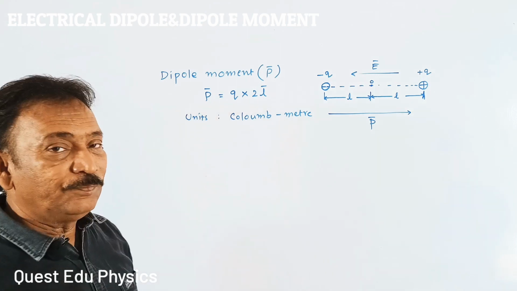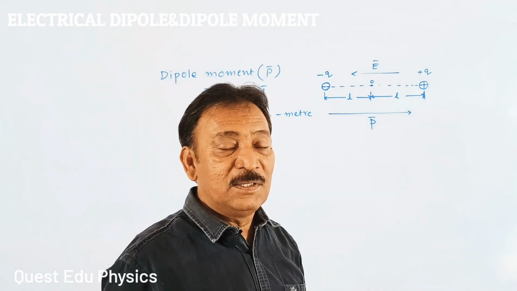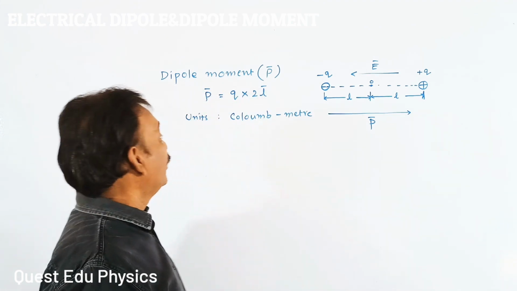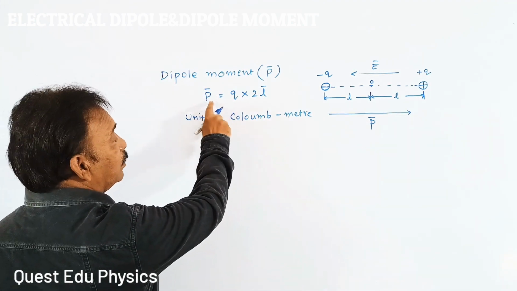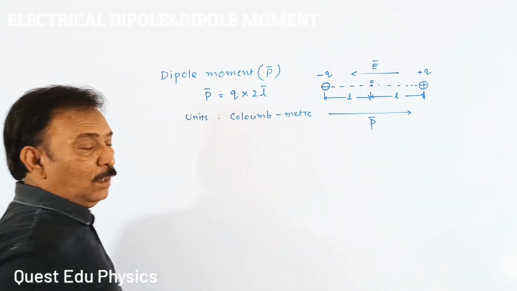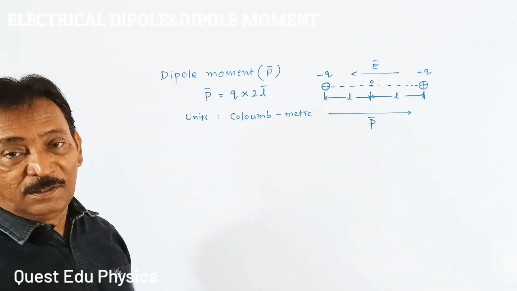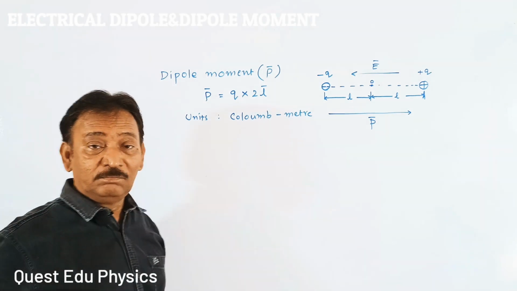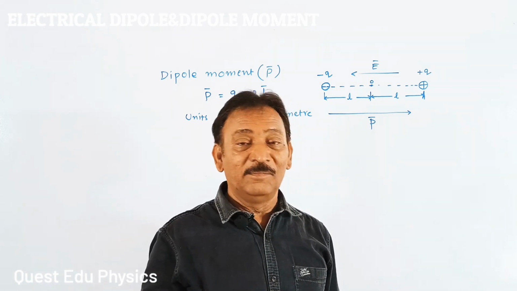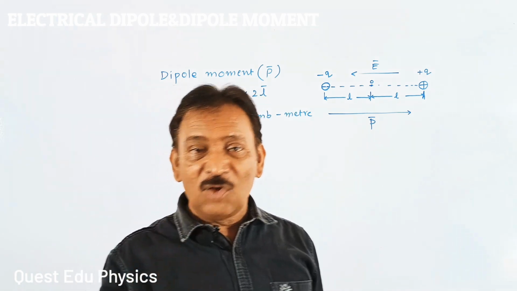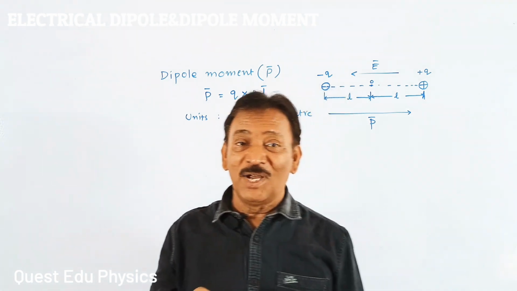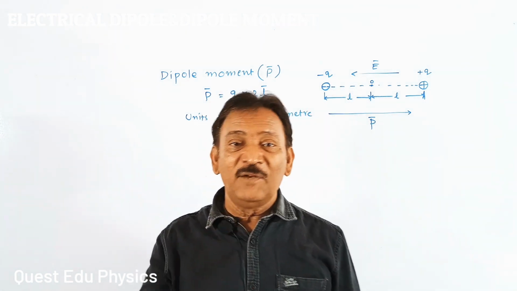I told you why an atom is not a dipole. Now maybe you understood. Here if you go with the dipole moment, P bar is equal to q multiplied with the length. Here if you take an atom, already I explained, the centers of the positive charges as well as the negative charges coincide with each other.